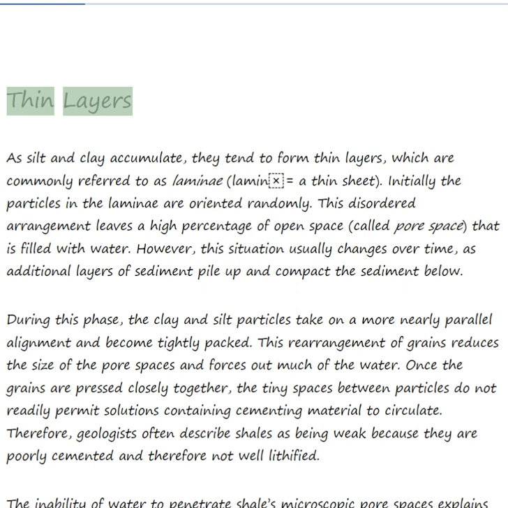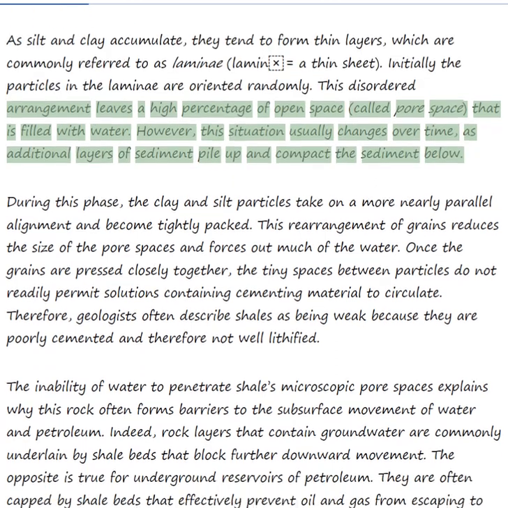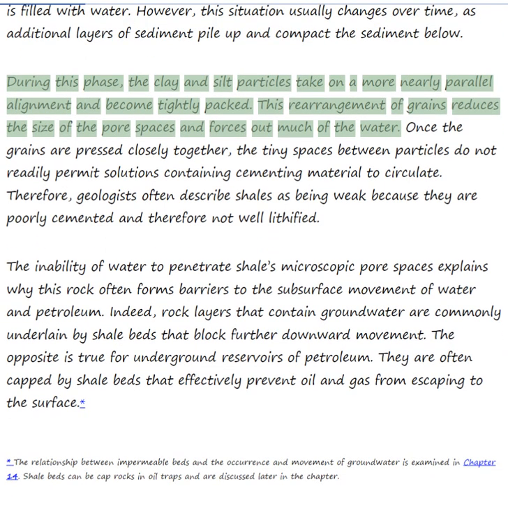Thin layers. As silt and clay accumulate, they tend to form thin layers, which are commonly referred to as laminae. Initially, the particles in the laminae are oriented randomly. This disordered arrangement leaves a high percentage of open space that is filled with water. However, this situation usually changes over time as additional layers of sediment pile up and compact the sediment below. During this phase, the clay and silt particles take on a more nearly parallel alignment and become tightly packed. This rearrangement of grains reduces the size of the pore spaces and forces out much of the water.